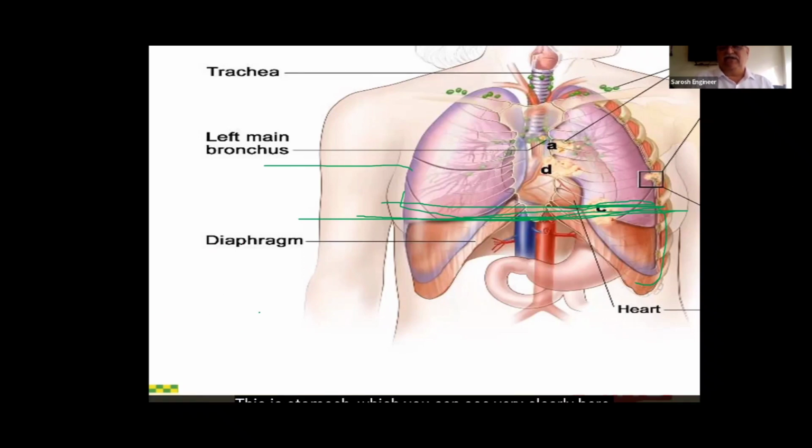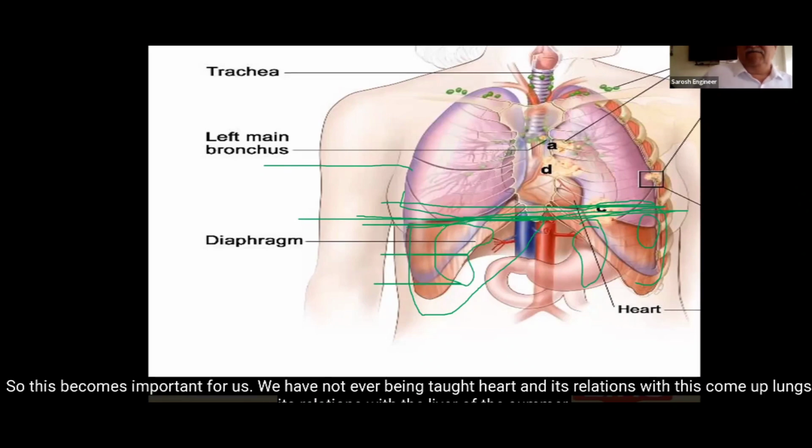This is stomach, which you can see very clearly here. There will be liver here. Of course, spleen is even behind the stomach somewhere in that region. Upper part of the kidneys are there. Upper part of both the kidneys will be there. So this becomes important for us.